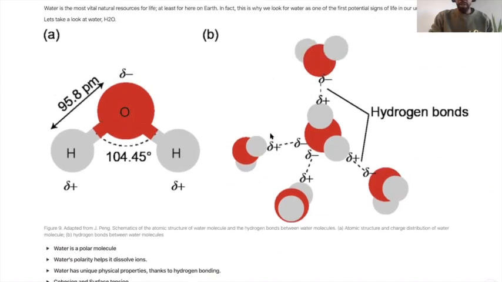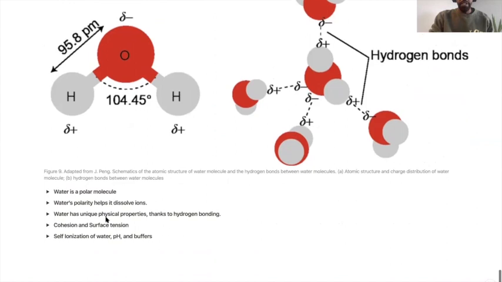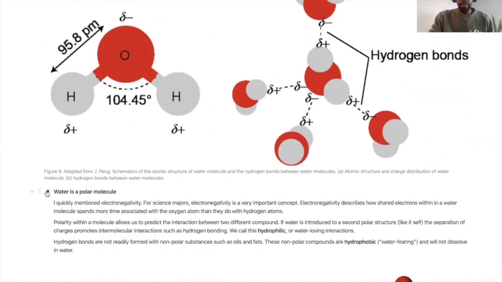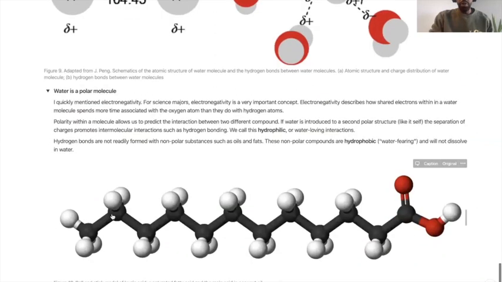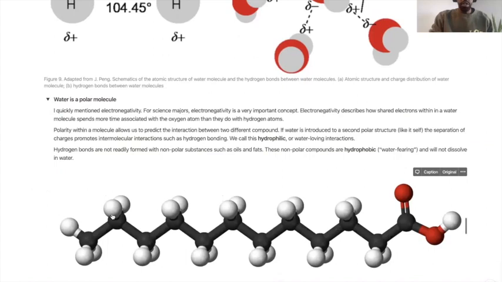And I'm gonna dive deeper into the hydrogen bonds and what allows for this to happen. And this is due to water polarity or the polar molecules. So last lecture, I quickly mentioned electronegativity, and this is important for science majors that you at least remember the term electronegativity for when you get to chemistry, because it's a very important concept.